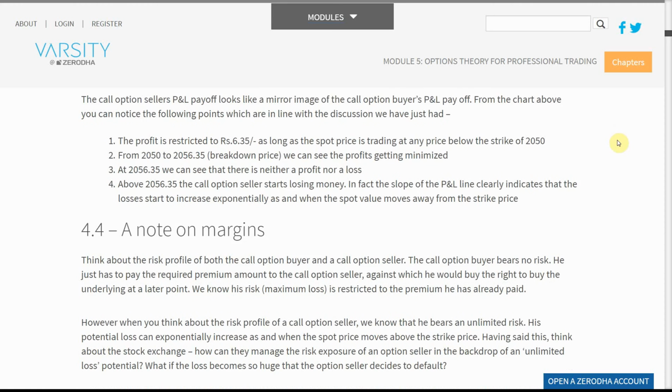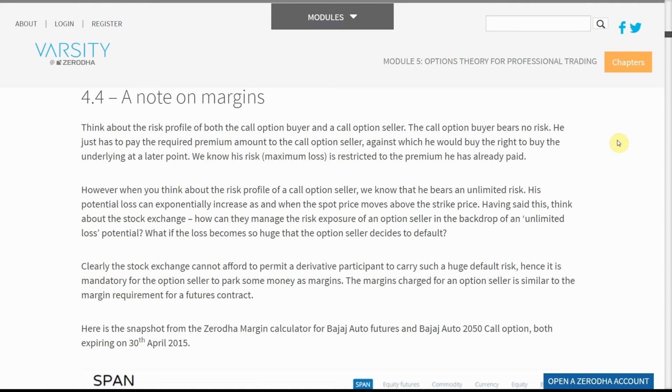4.4 A note on margins. Think about the risk profile of both the call option buyer and a call option seller. The call option buyer bears no risk. He just has to pay the required premium amount to the call option seller, against which he would buy the right to buy the underlying at a later point. We know his maximum loss is restricted to the premium he has already paid. However, when you think about the risk profile of a call option seller, we know that he bears an unlimited risk. His potential loss can exponentially increase as and when the spot price moves above the strike price.